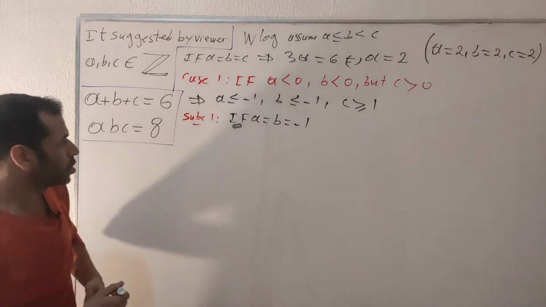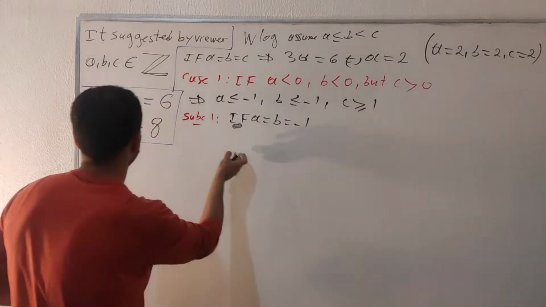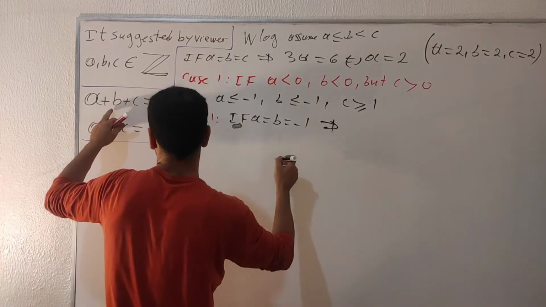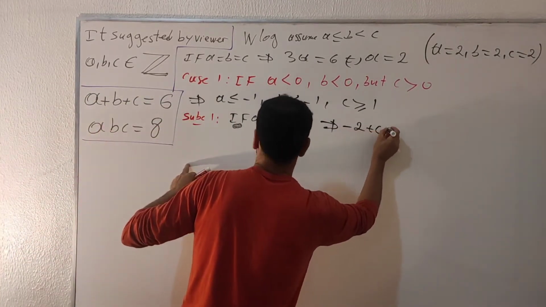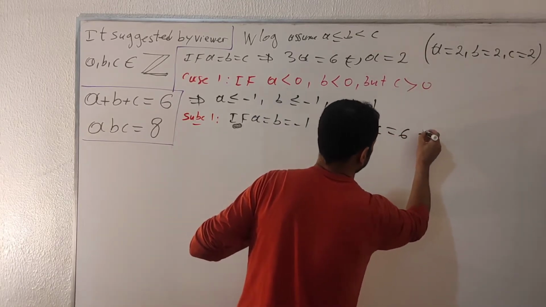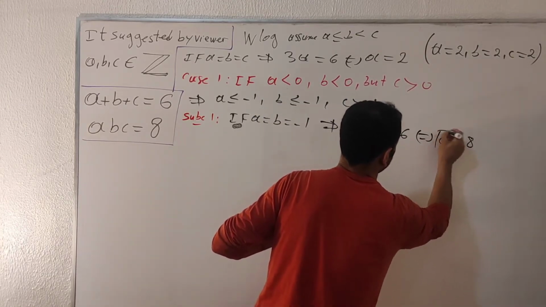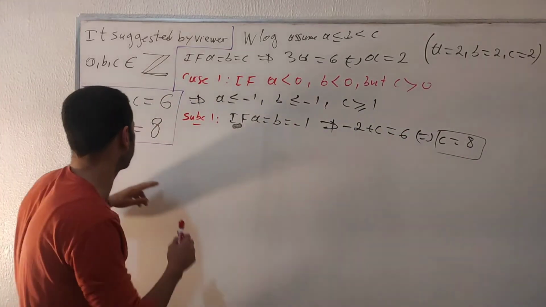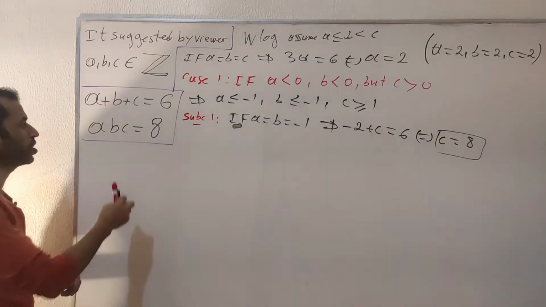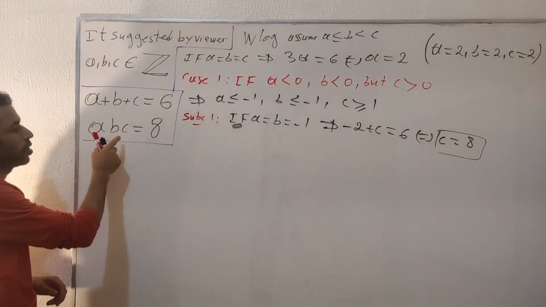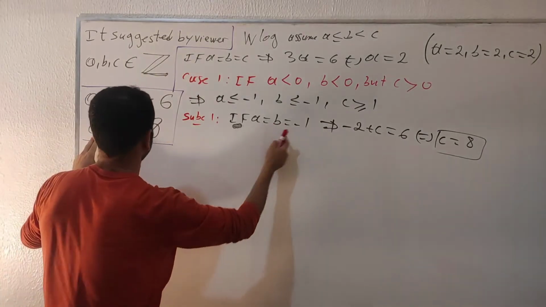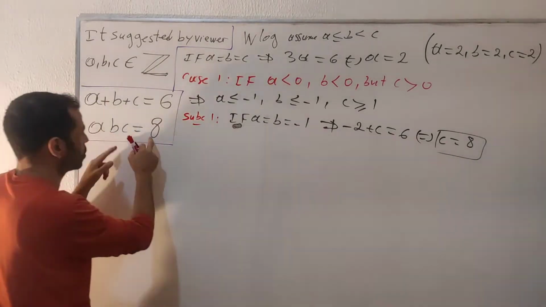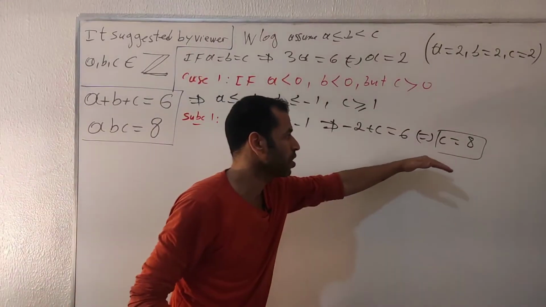I'm simply going to replace this information into both equations. I get -1 plus -1, which is -2, plus c equals 6. This tells us c equals 8, by taking -2 to the right. Then, for verification purposes, we are going to check whether this value of c satisfies the other equation. We know a equals b equals -1. If we plug in, -1 multiplied by -1 gives 1, and 1 multiplied by 8 gives 8, which means this value of c is the right value.